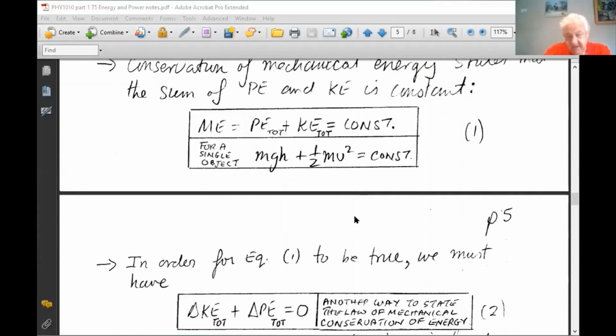a constant. And using my formulas, this applies for a single body. When I've got more than one body, I have to do mgh for all of them and a half mv squared for all of them. So mgh plus a half mv squared equals constant.